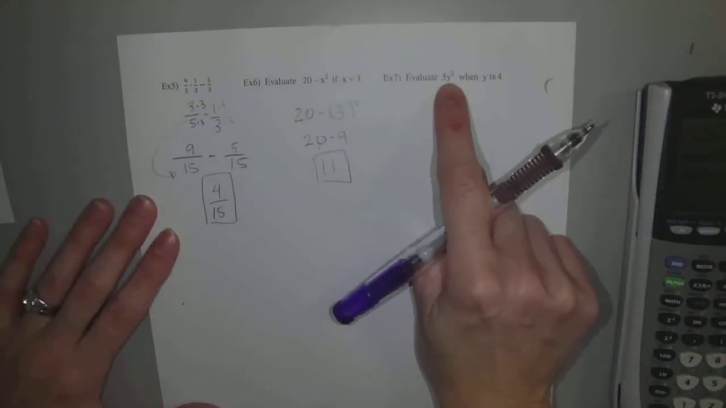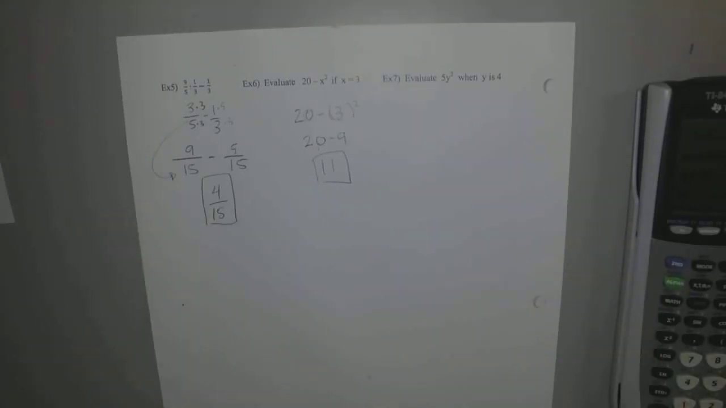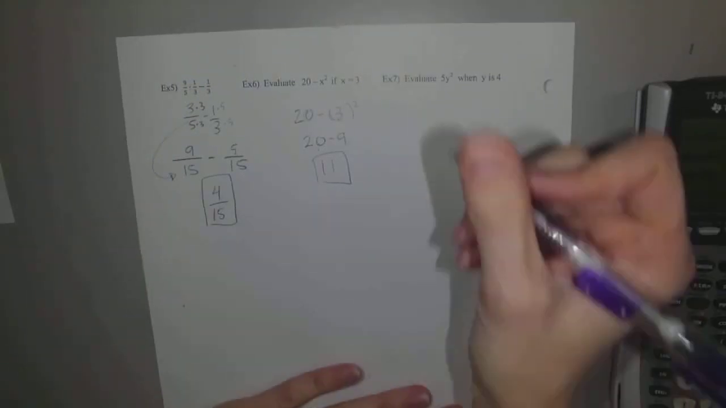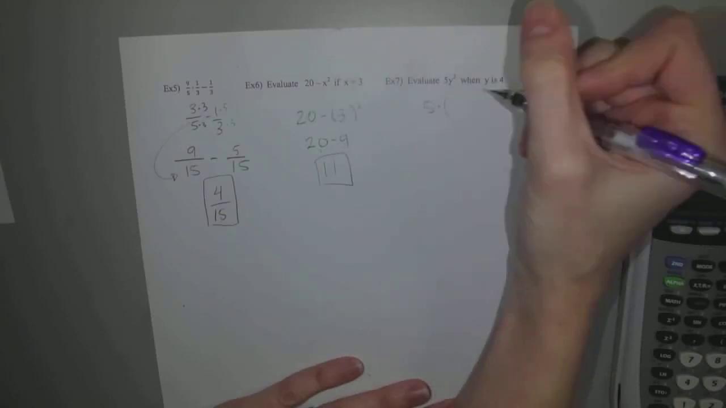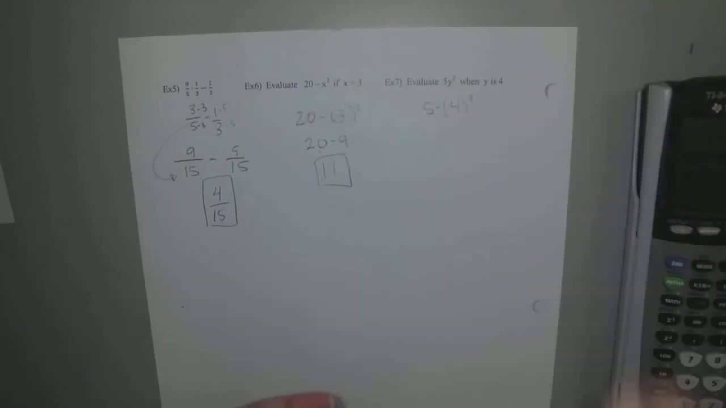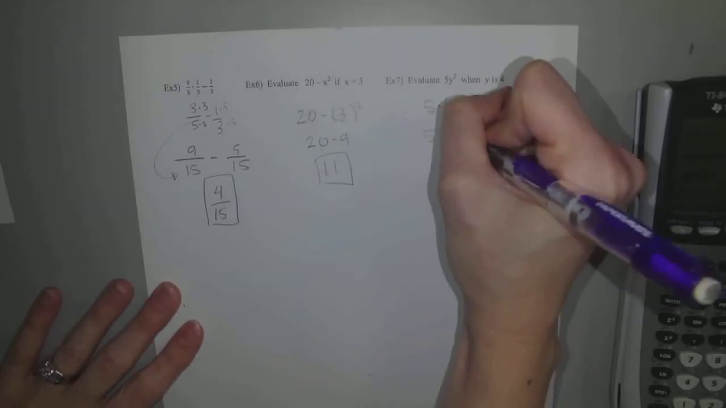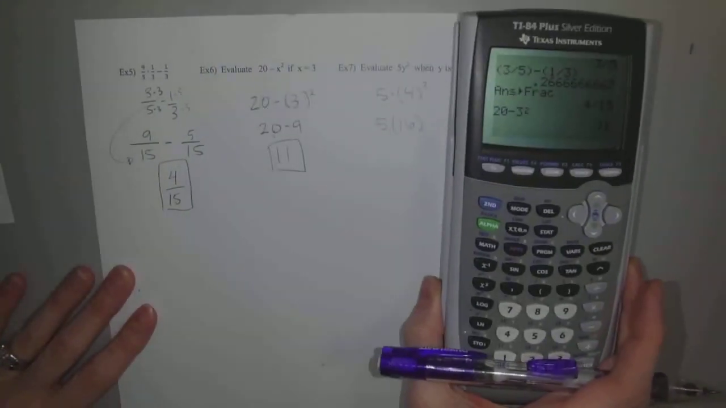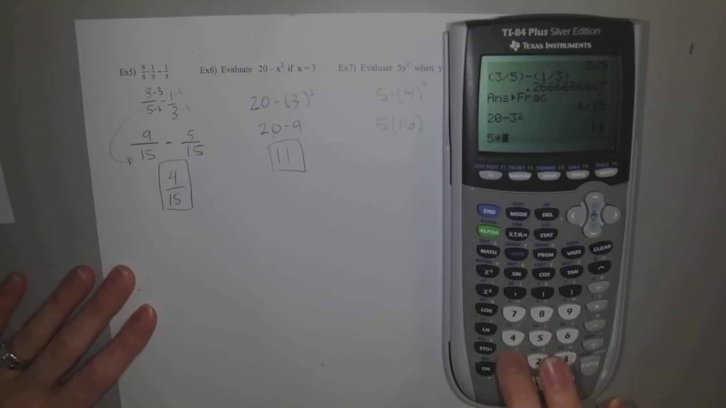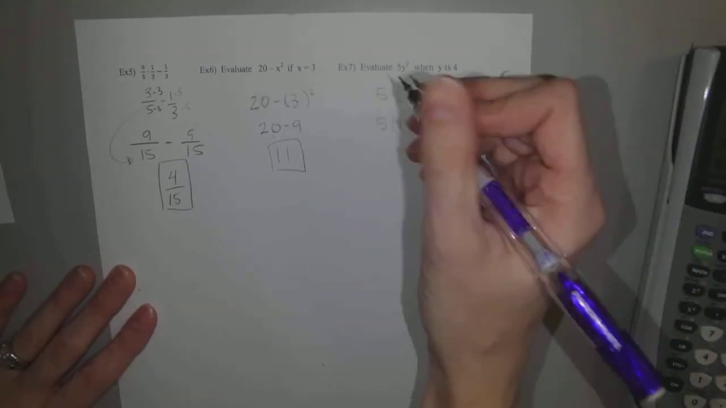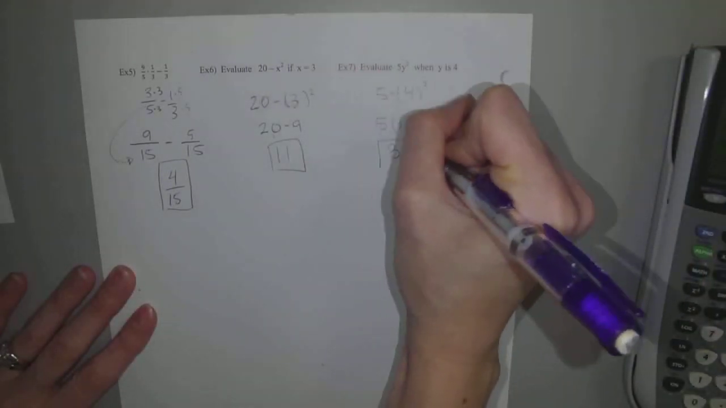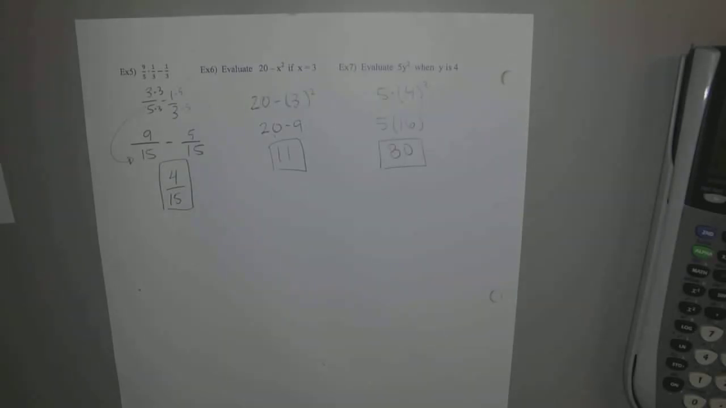So it's pretty great. Last one's the same idea, but notice right now we have 5 and it's just shoved right next to y squared. What operation is that when they're shoved right next to each other? Multiplication. So we have 5 times 4 squared. And again, we have two operations, multiplication and the exponent, but we're going to do the exponent first. So what's 4 times 4? 16. That might be something that we're not too sure of, so we'll just throw it in our calculator. 5 times 16 is 80.